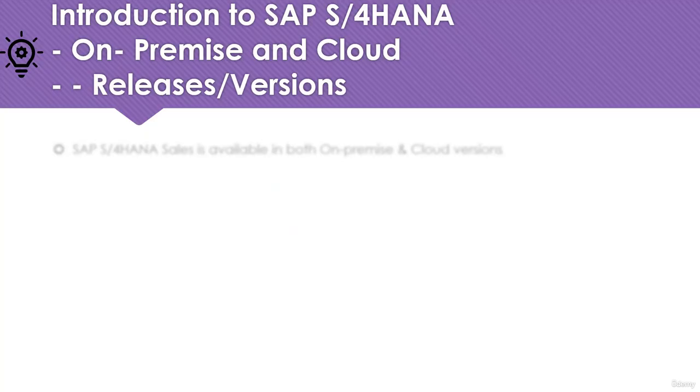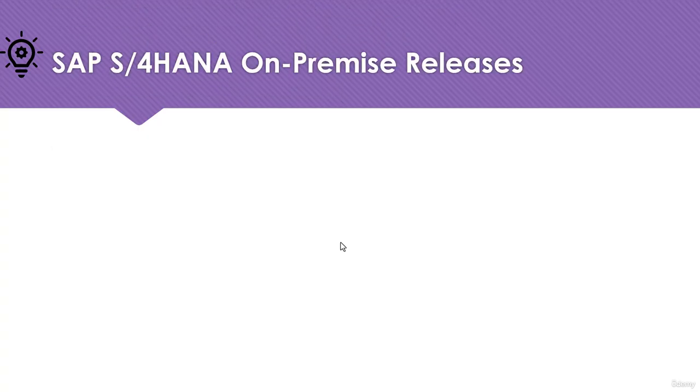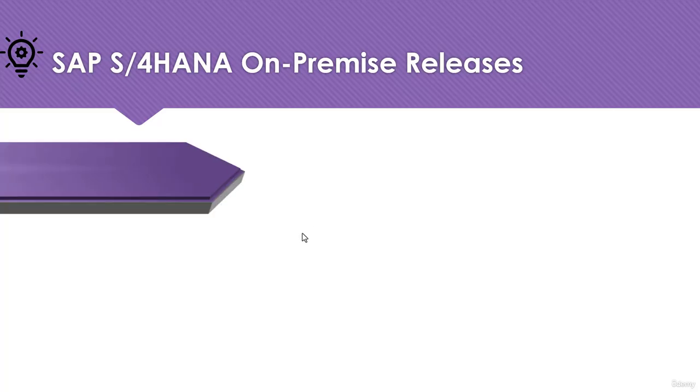Now, if you want to know the history of releases or versions for SAP S4HANA Business Suite, that is on-premise and cloud, and also would like to know if SAP S4HANA Sales is available in both on-premise and cloud: yes, SAP S4HANA Sales is available in both on-premise and cloud versions. Now I will show you the roadmap for SAP S4HANA on-premise releases.